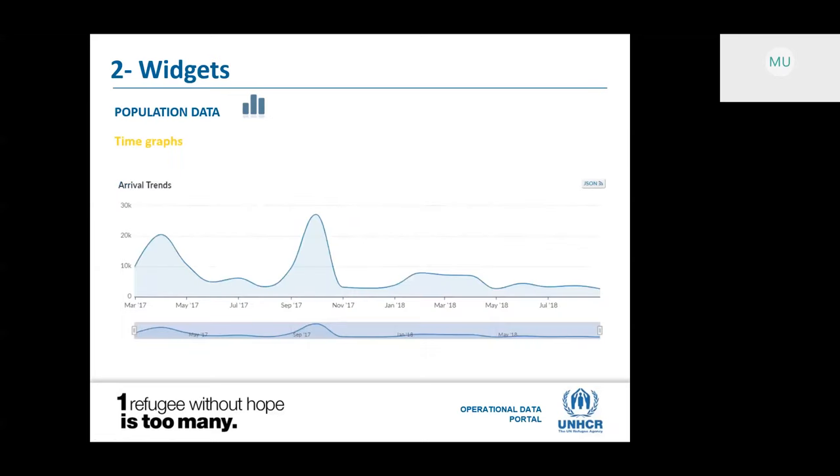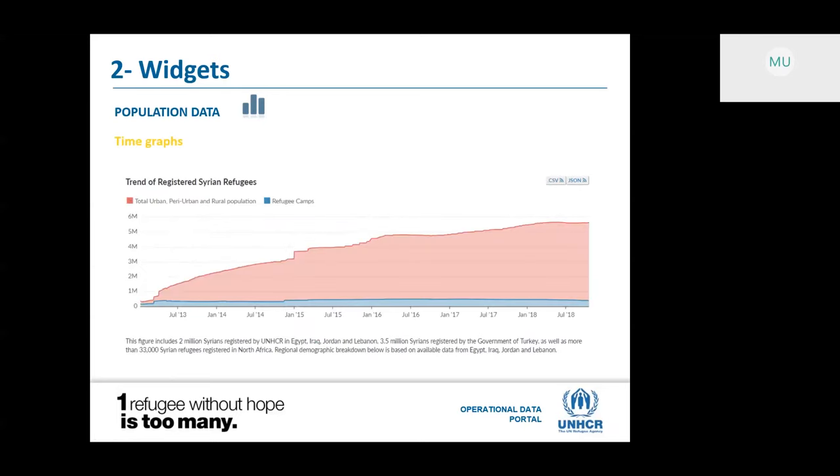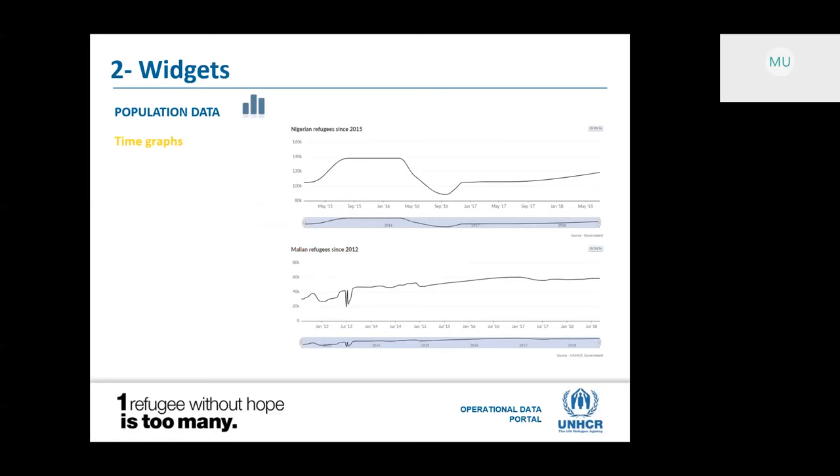Time graphs is also something very important, because the portal in some cases holds a very huge amount of data from the past. This can be used to visualize trends through different kinds of graphs. It can be a line graph, it can be a bar chart, for example. We also have time graphs where you are able to display more than one population group at the same time. In this example, you see from the Syria situation, population type and refugee camp population at the same time. Another example of a simple line graph shows data over time.